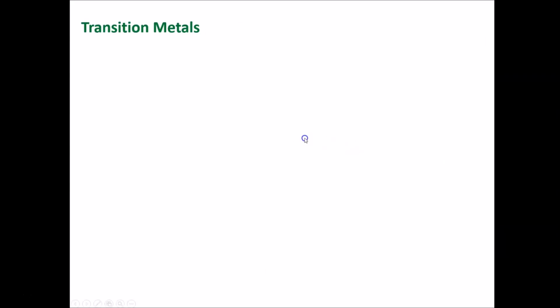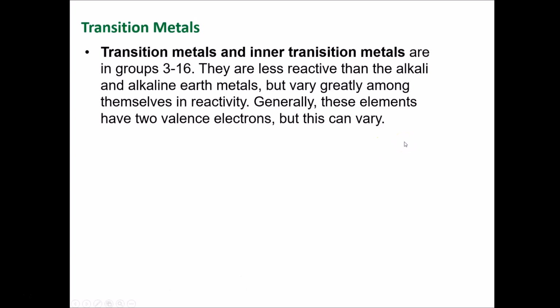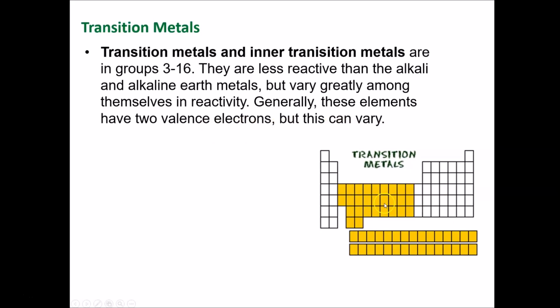And then we get to the transition metals. Remember, the transition metals are that big area in the middle of the periodic table. Groups 3 through 16 is generally what we'll call them, right? They're even less reactive than the alkali and alkaline earth metals, and they're generally stronger. And how many valence electrons they have varies quite a bit, right? So the transition metals that we're talking about are all these guys in the middle.